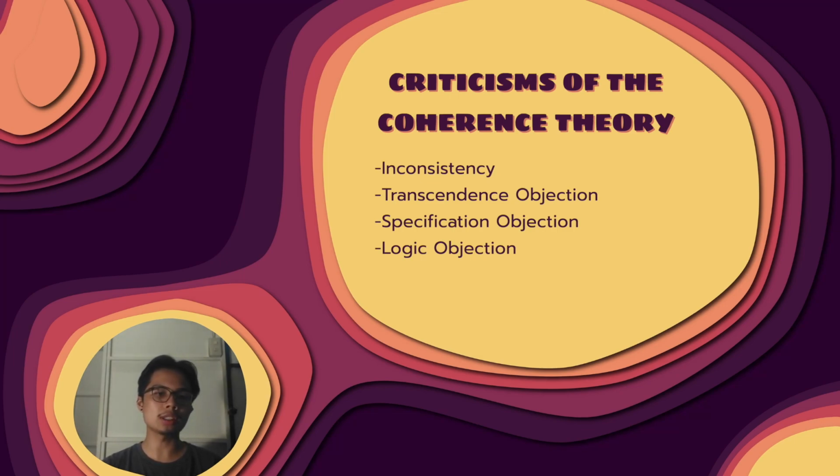And this objection also states that the mere coherence of propositions could not guarantee truth, since all propositions could be false. This happens when the knowledge used to verify the proposition are false themselves. Next is the logic objection, which was also made by Bertrand Russell. He states that coherence presupposes the laws of logic. This is similar to the transcendence objection because it says that the laws of logic must be independently true, and as we have established in the previous objection, this cannot be proven only using coherence theory.